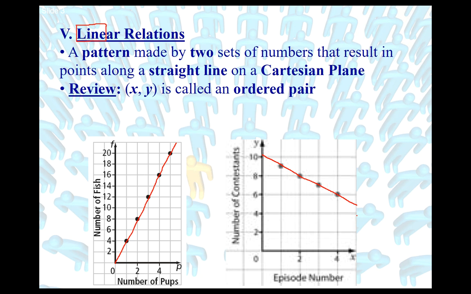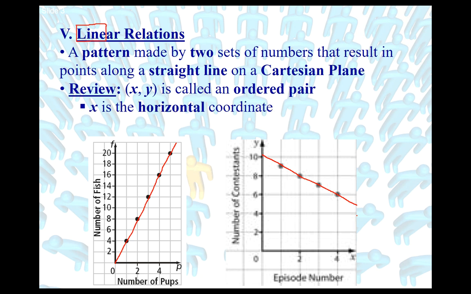Okay, just a quick review, since we're going to have to actually plot points on a Cartesian plane. When we plot points on a Cartesian plane, we need our points to be presented in a format that's referred to as an ordered pair. So an ordered pair is in the format bracket x comma y close bracket.